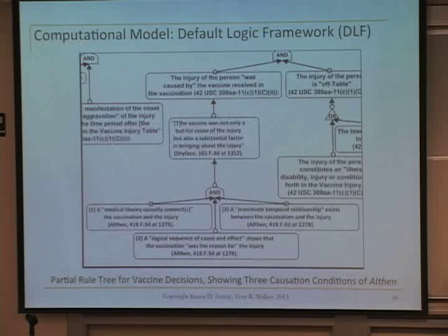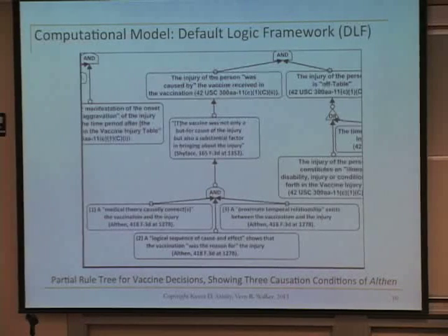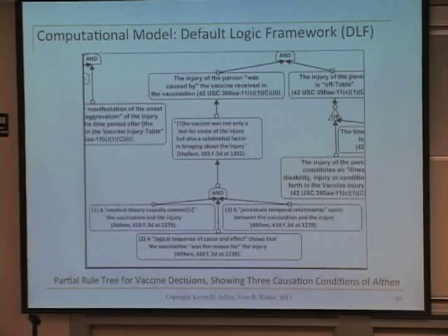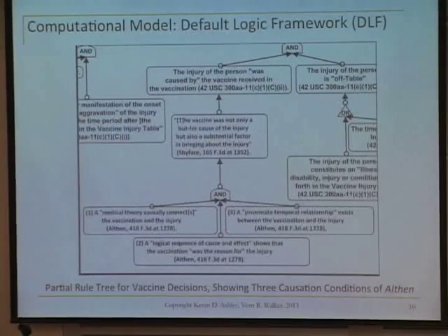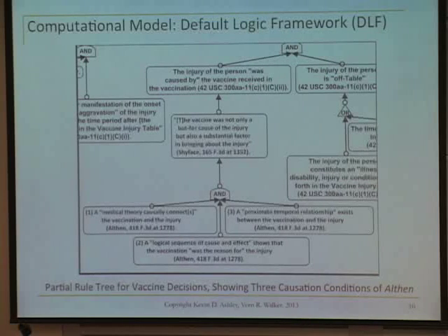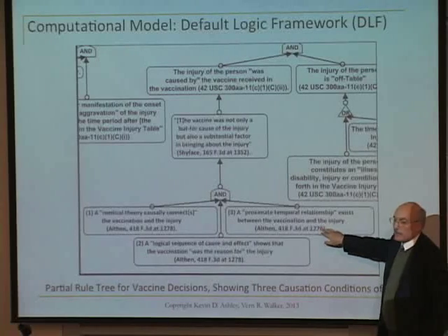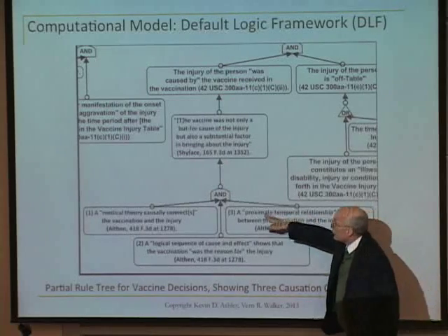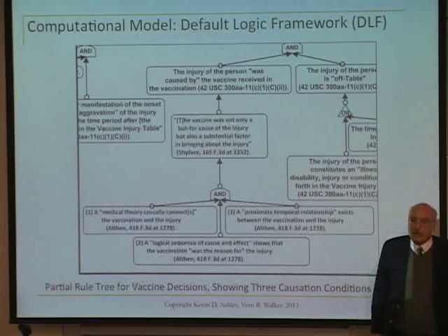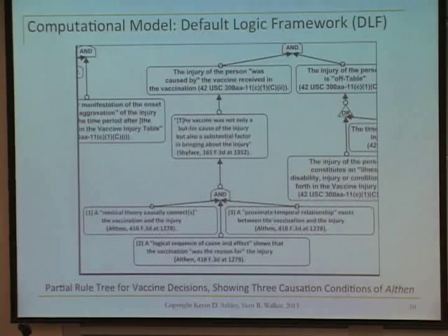Vern has also created a computational model of legal reasoning in this domain. It's called the Default Logic Framework, and here you see an excerpt of a partial rule tree for the vaccine decisions. And this rule tree contains the requirements of the rules all the way from the statute on down, including the court-made rules, with respect in particular to causation. And here are those 3 requirements. And the logic in the statute with respect to combining these various requirements.